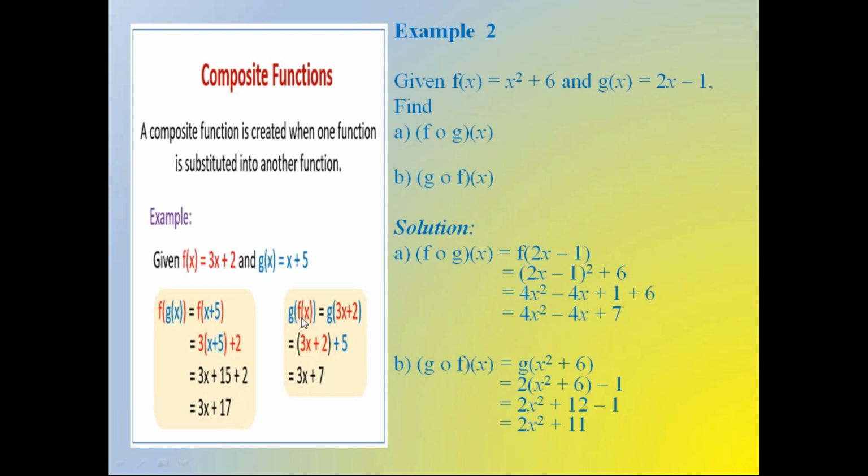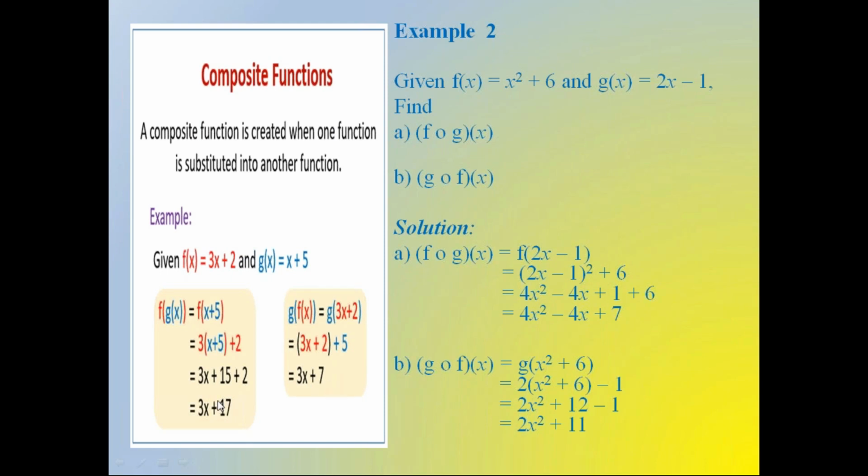Similarly, G composite f of x is nothing but g of f of x. So first replace the inner function f of x with the original function 3x plus 2, and now apply g of 3x plus 2 into the function x plus 5. So the x value here is 3x plus 2, plus 5, which is nothing but 3x plus 7.